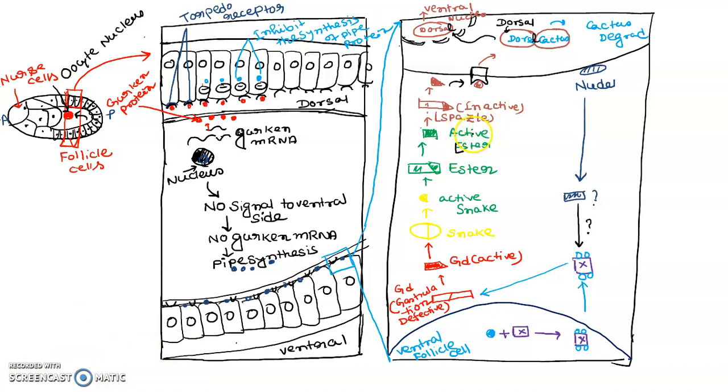Now, active Ester cleaves the inactive Spätzle protein. This is how Spätzle protein becomes active. Now this is Spätzle protein. Activated Spätzle protein binds to the Toll receptor.